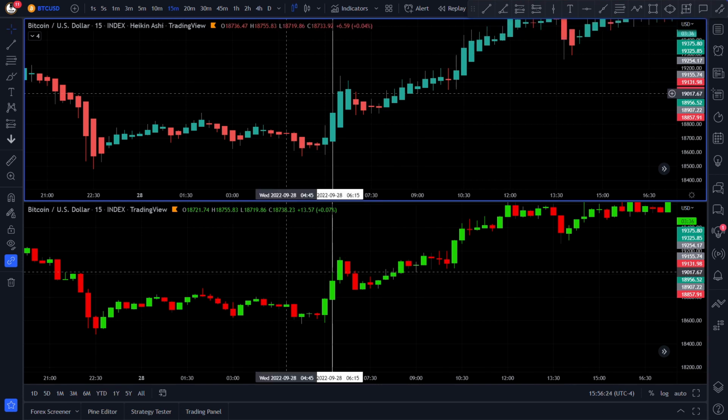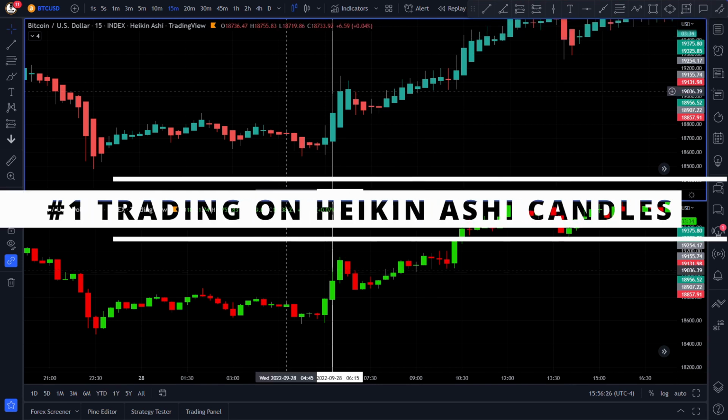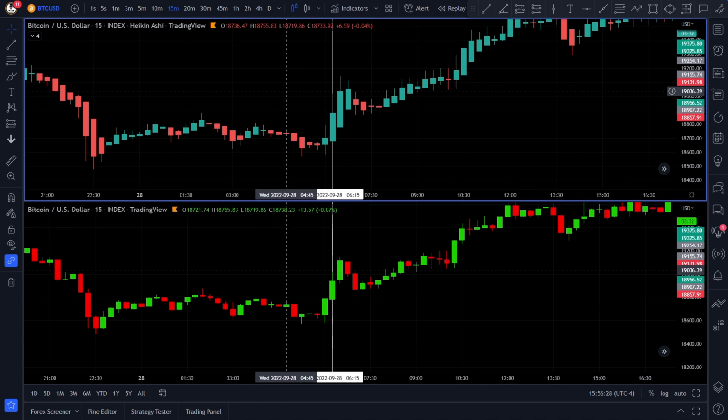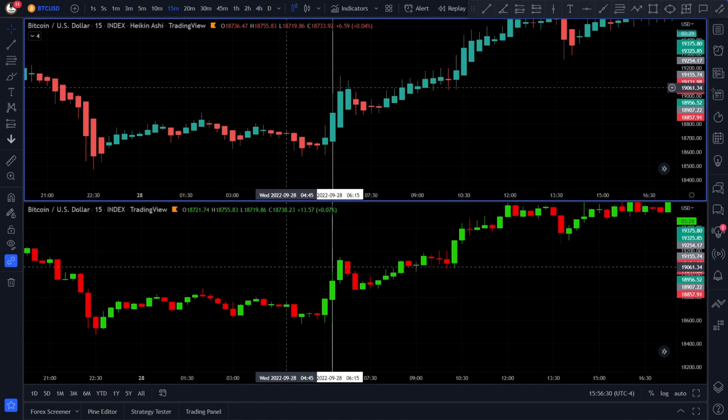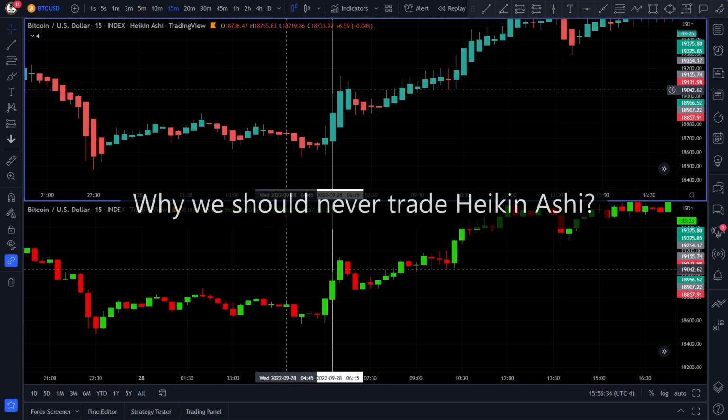The first huge mistake I've seen made by others is trading on the Heikin-Ashi candles. We all love Heikin-Ashi candles. They look clean, they are easy to understand, and they are easy to use. So why should we never trade a strategy on the Heikin-Ashi?